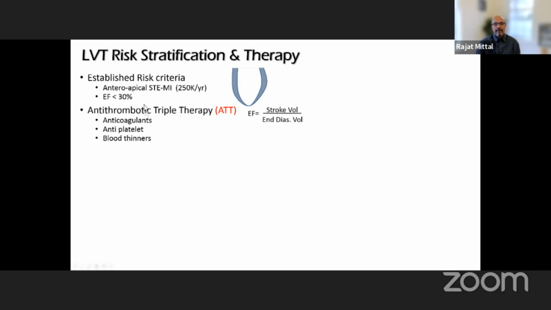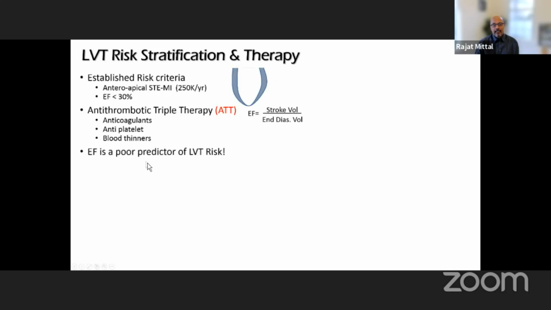The way in which a cardiologist decides whether a patient is at high risk of blood clot formation or not is by looking at one number, the ejection fraction. If the ejection fraction is less than 30%, then most of the time the cardiologist will consider the patient at high risk of blood clot formation. Once that patient is considered high risk, they are put on a very aggressive regimen of antithrombotic medical therapy, which is basically a bunch of drugs: anticoagulants, antiplatelets, and blood thinners.